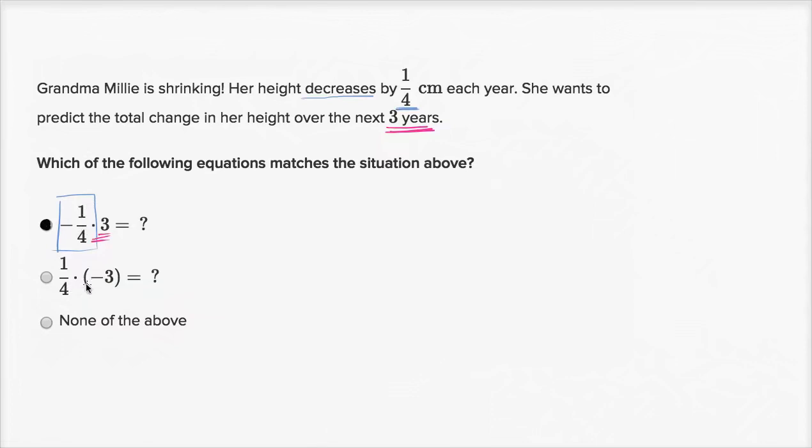Now the second choice would evaluate, if you multiply positive 1/4 times negative 3, you still get negative 3/4, but this doesn't seem to follow as naturally from the statement up here. We're decreasing by a fourth, so I like putting the negative in front of the fourth, and then we're going forward in time by 3 years. It feels weird to put a negative on the 3. So we're not going backwards in time here. So even though this expression evaluates to the same thing as this first one, the first one seems to better match what this statement is describing. And I wouldn't pick none of the above just because I found one that I like, that I think describes an equation that matches the situation above.